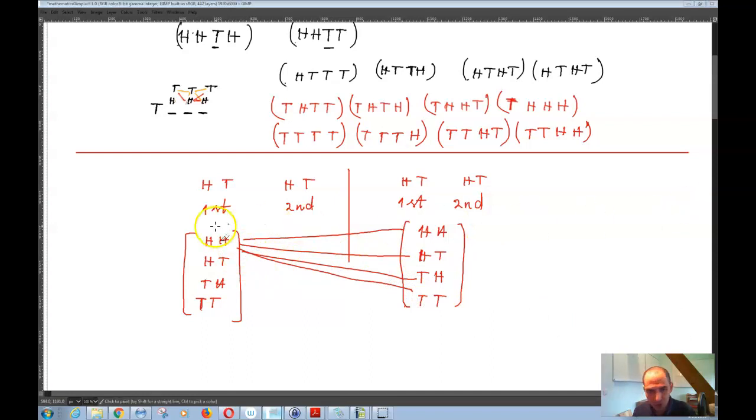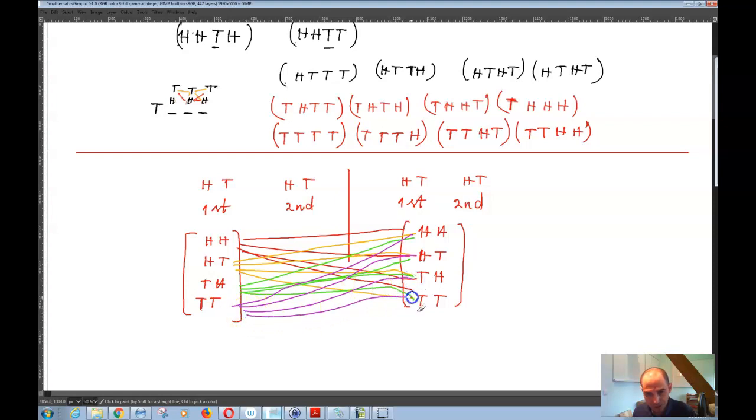The next round you go for this one, you consider that with this one, you consider it with this one, and with this one. Then you can do the same thing with the third one, consider it with this one, with this one, with this one, and with this one. And you can do the same thing with the last one, meaning that you consider it with this one, with this one, with this one, and with this one.